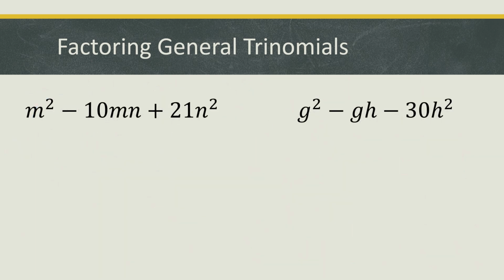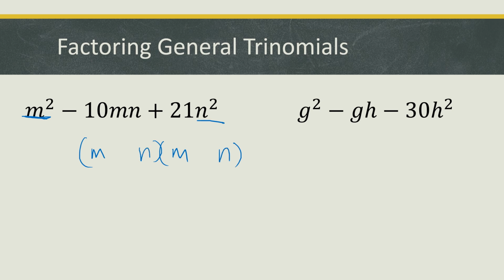And there are some expressions that have two variables, just like this one, m squared minus 10mn plus 21n squared. So what we are going to do with this is to factor out the two variables. First is to factor out the first term m squared, which is m times m. And then factor out the second variable, which is n squared, which is n times n.